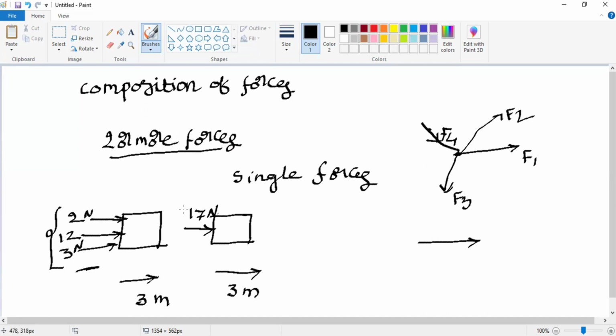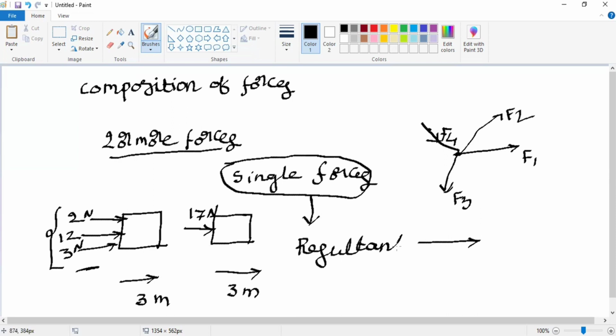Once again, two or more forces replaced with a single force is called the composition of forces. That single force is called the resultant force. This is about the composition of forces.